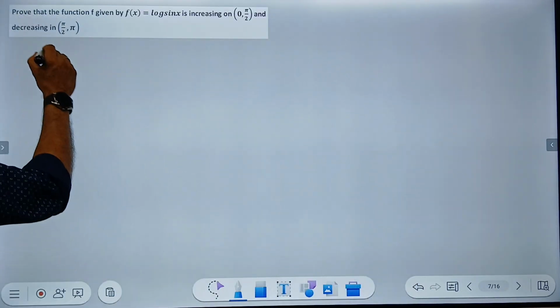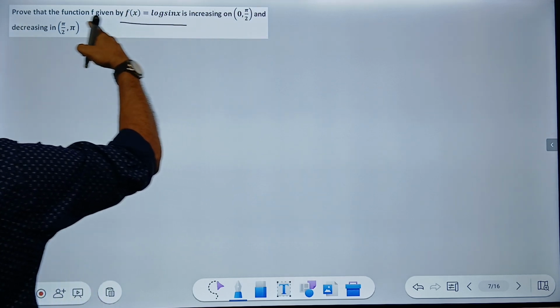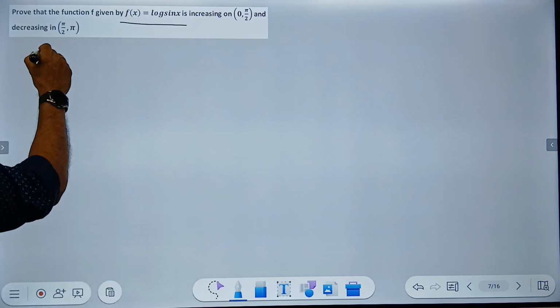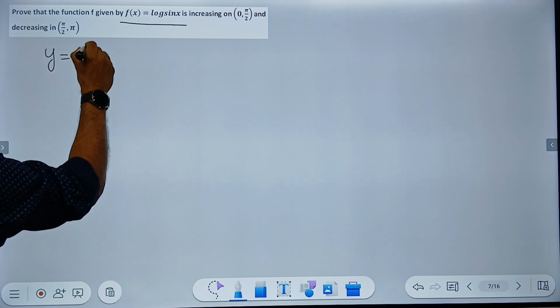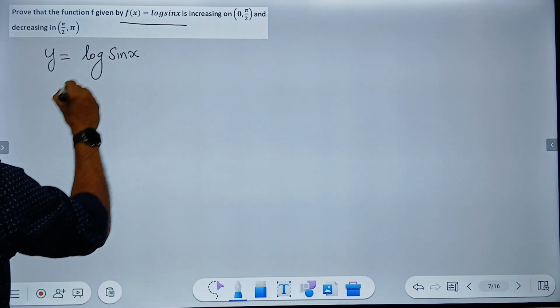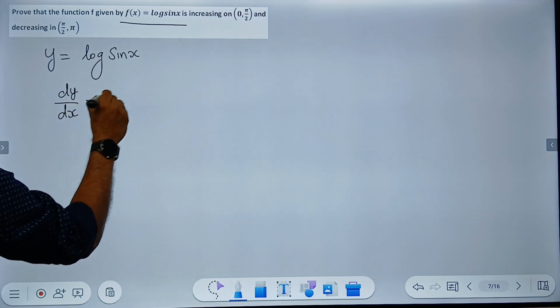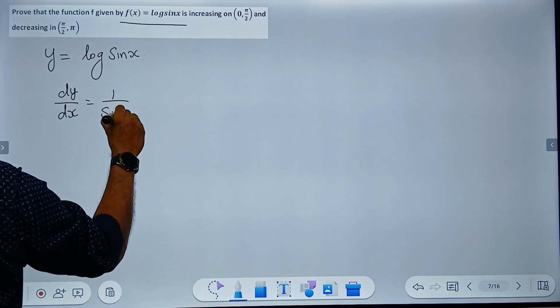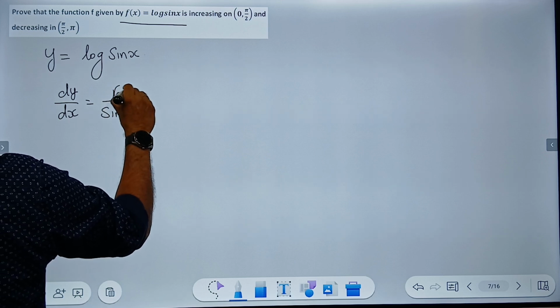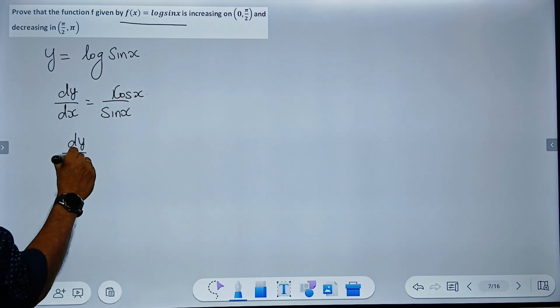Now I have to prove that this function is increasing in 0 to pi by 2 and decreasing in pi by 2 comma pi. So y equal to log of sin x. So what is dy by dx? Dy by dx will be 1 by sin x into cos x. So dy by dx is cot x.